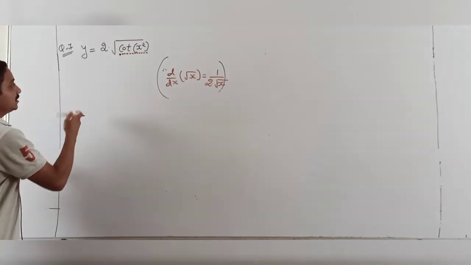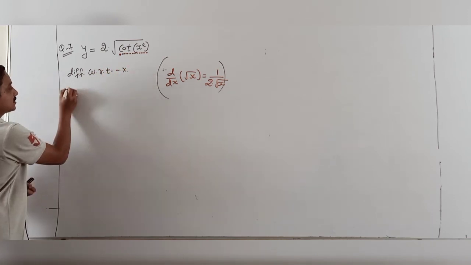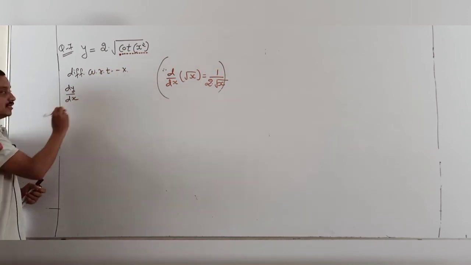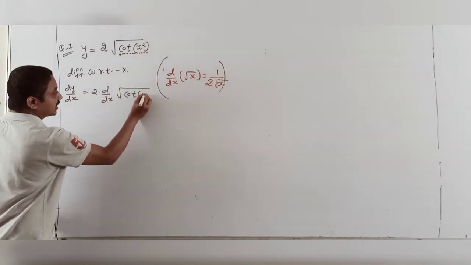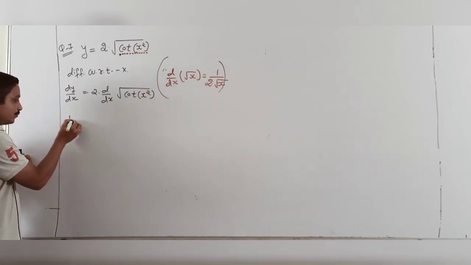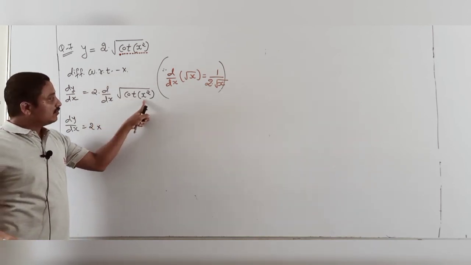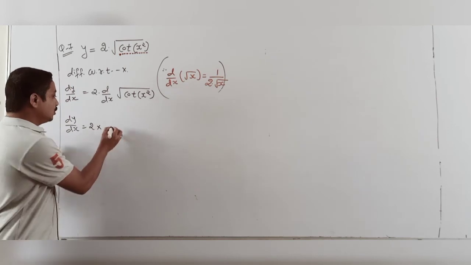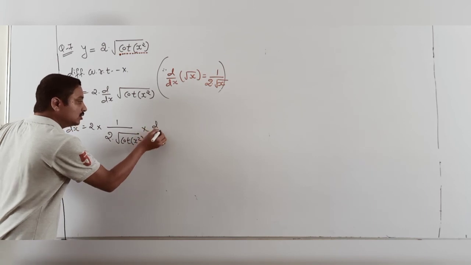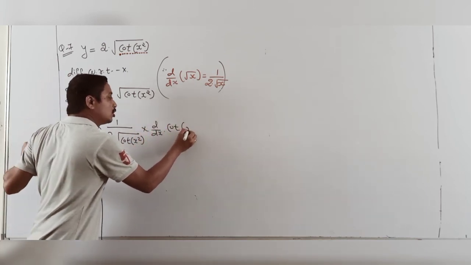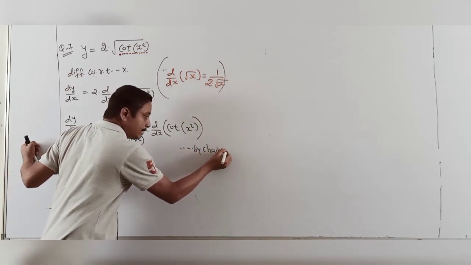So I start with differentiation with respect to x. dy by dx: here 2 comes outside because it is a constant, and d/dx of cot x square is the same, so you are getting just 2. Now the root derivative, students. Consider the internal value x according to this formula: 1 by 2 under root of cot x square, into the derivative of the remaining function, cot of x square, by the chain rule.